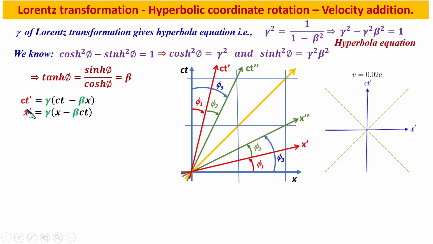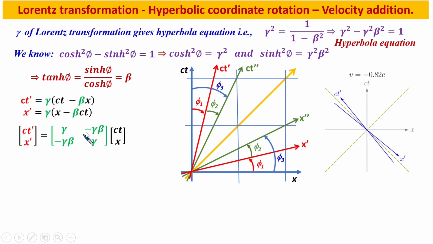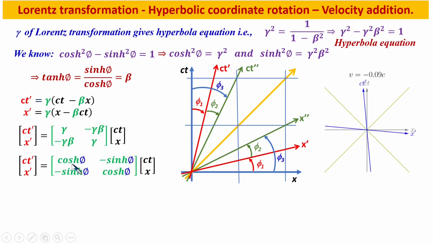So now I write this forward Lorentz transform here. This is the same written in matrix form. Now I can substitute gamma, as I had mentioned here, as cosh phi, and this gamma beta, minus gamma beta, I can write as sinh phi. This is also minus sinh phi, and gamma is cosh phi. So now this is the rotation matrix for the Lorentz transformation of the coordinates.